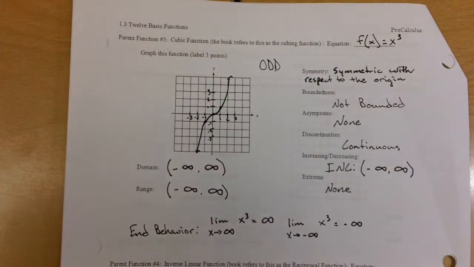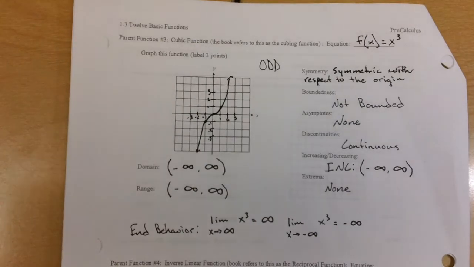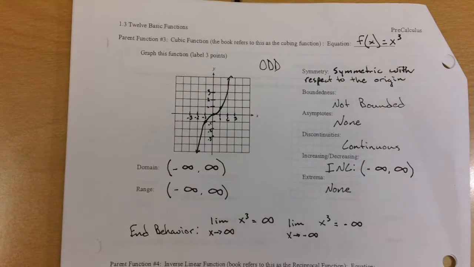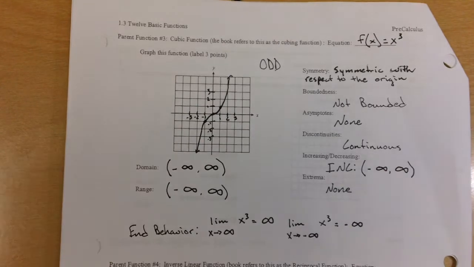The function is continuous at all x. It increases as you move x from negative infinity to positive infinity. There are no extrema. In the end behavior, the limit as x approaches infinity equals infinity.